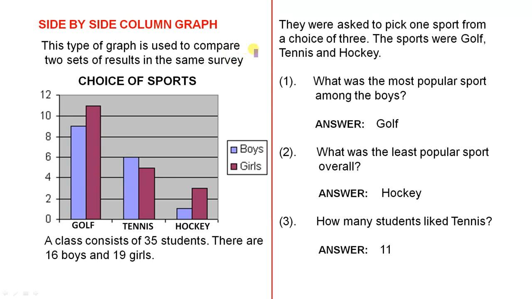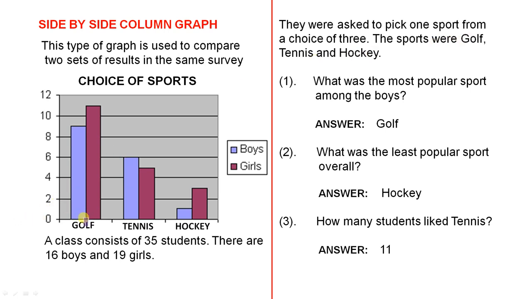Side-by-side column graph. This type of graph is used to compare 2 sets of results in the same survey. Here's a classic example. We have choice of sports. A class consists of 35 students. There are 16 boys and 19 girls. They were asked to pick one sport from a choice of 3. The sports were golf, tennis and hockey.